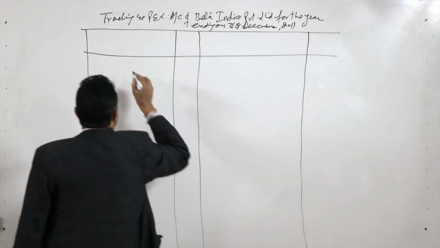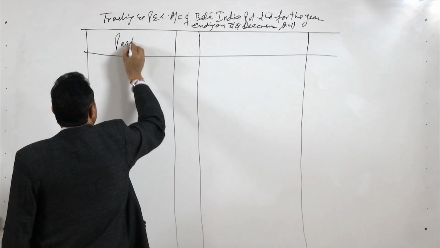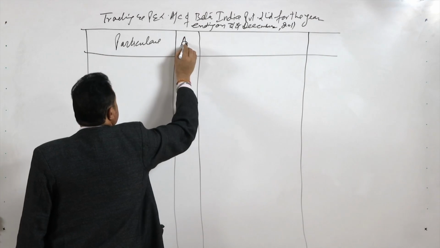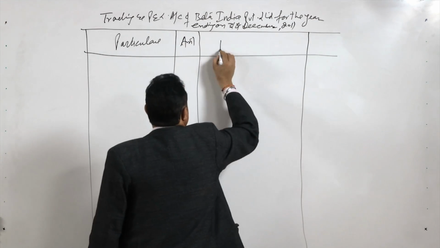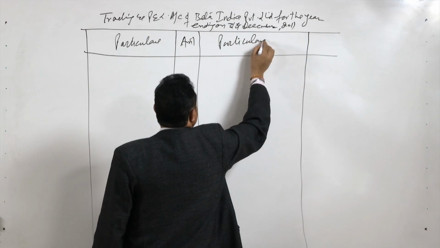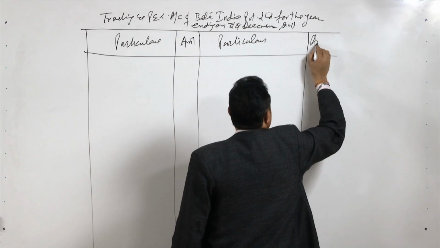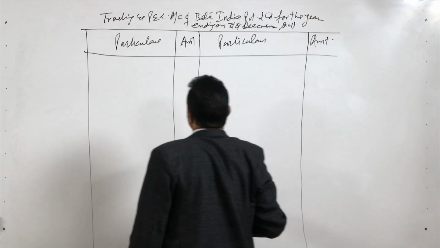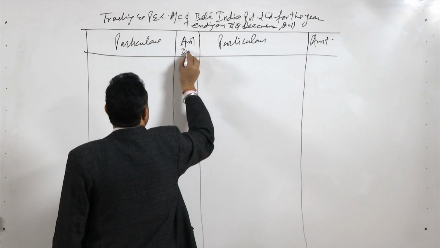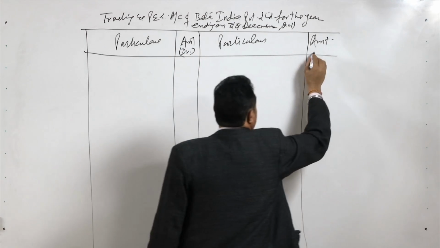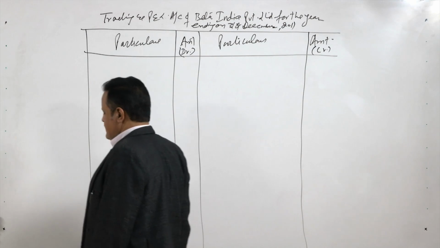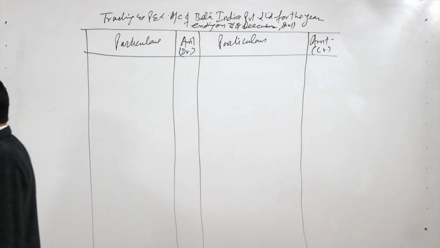So, it is particulars, this is amount, this is particulars, and this is amount. This is debit balance and this is the credit balance, debit balance and the credit balance.